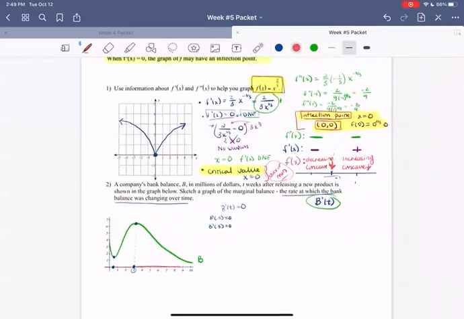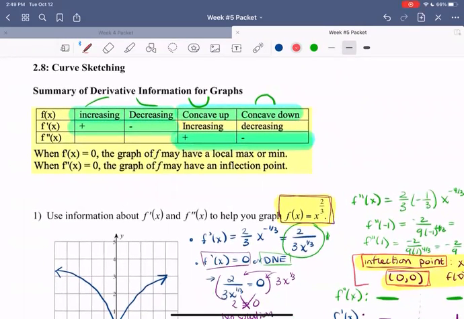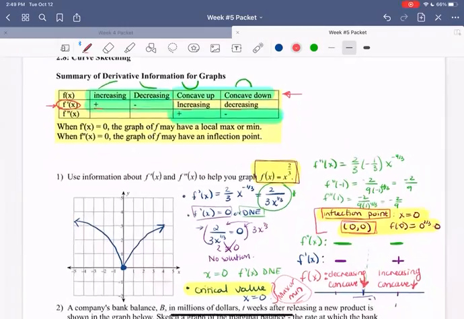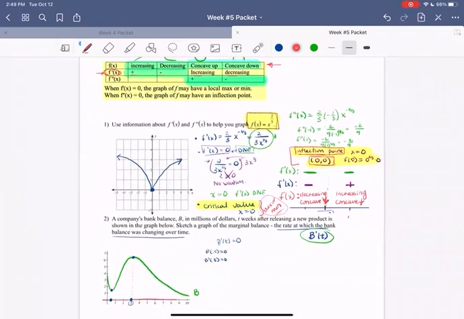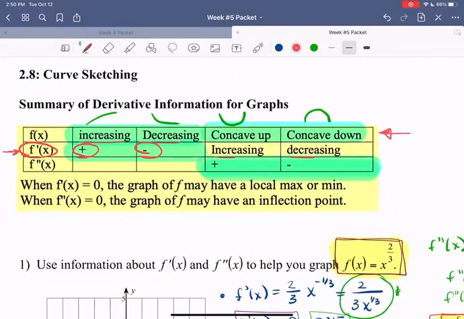Reviewing this table here, we see that we can find information about whether our derivative, f prime, is positive or negative, and whether it's increasing or decreasing, based on just the behavior of f. First, let's determine where f prime is positive or negative. The first derivative being positive or negative depends on where our function is increasing or decreasing.